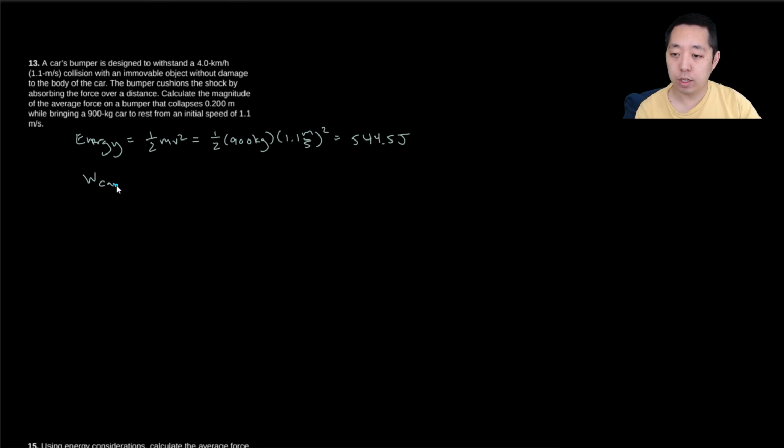So the work done on the car must equal the force by the bumper times the distance. Okay, like the definition, just like we've been doing in the previous problems, force times distance. Now, this has to equal 544.5 joules. Otherwise, the car shouldn't be stopped. All the work must be done in order to do this. So the force is equal to the energy divided by the distance. The distance in this case is the distance over which the force of the bumper is applied, and it collapsed 0.2 meters.